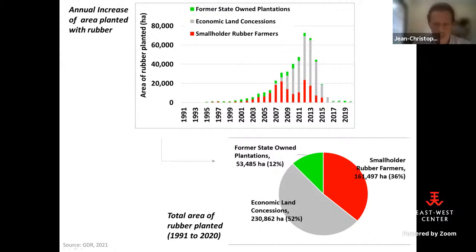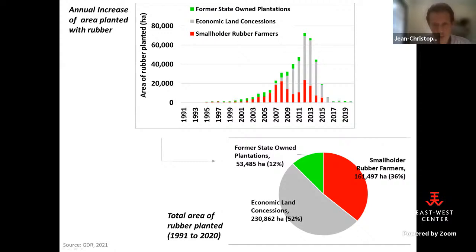Another aspect, and I will finish with this point, is that the companies that were granted land for rubber in economic land concessions were not always very interested in planting rubber. A lot of them were interested in the timber, to take the timber out of the land. And this has resulted in very poor performance of economic land concessions for rubber production. And basically, there is an underutilization of land granted as economic land concessions.